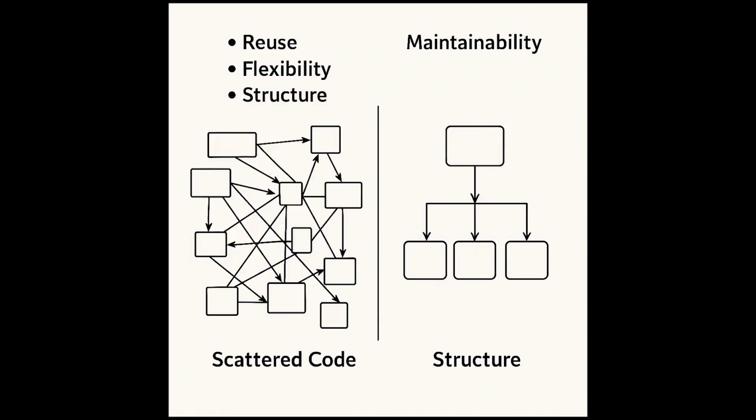So the takeaway, this is why inheritance matters. Reuse, maintainability, flexibility, and structure. You have the reuse, which is one base class, many specialized modules. Maintainability, fix once, improve everywhere. And flexibility, override only what needs to change. And then lastly, structure, a clear hierarchy instead of scattered code.